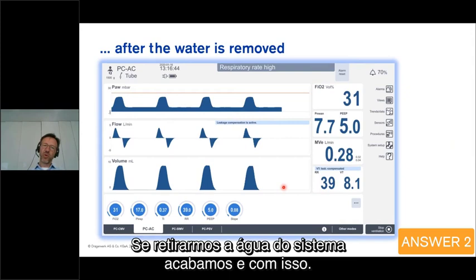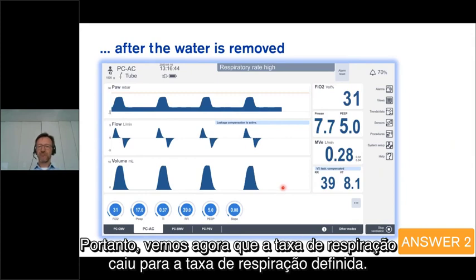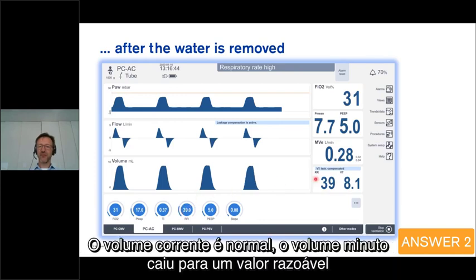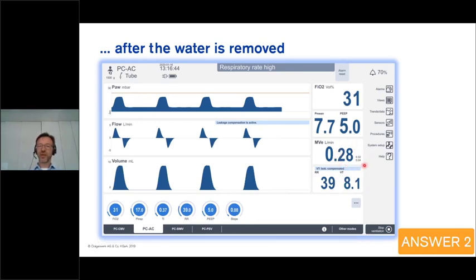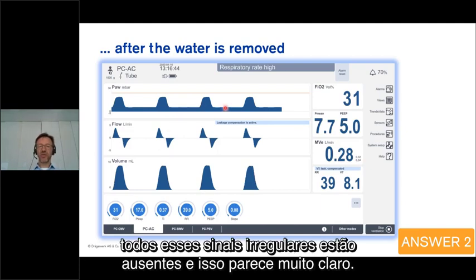Okay, if we remove the water from the system, then we end up with this. We see now the respiration rate came down to the set respiration rate. Tidal volume is normal. Minute volume has come down to a reasonable value. And if we look at the flow and the pressure curve, all these bumpy signals are gone, and this looks very clean.